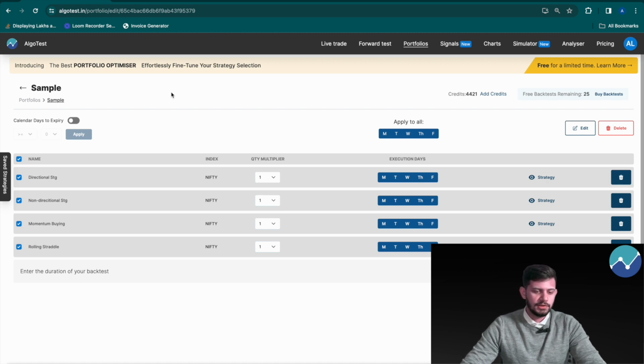So in this case, I'm backtesting 4 strategies, and remember I said it's 1 credit per backtest. So if I backtest this portfolio, no matter what date range I choose, it's going to expend 4 credits. If I have a portfolio with 10 strategies, it's going to expend 10 credits. Doesn't matter how far back you want to backtest.